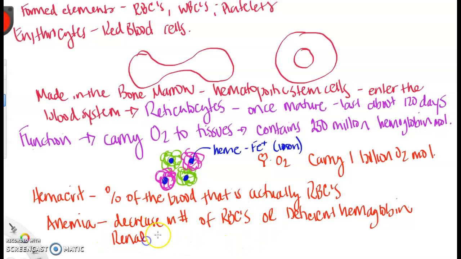And let's look at that for a second. Why would renal failure cause anemia? Well, if you remember from the last chapter, the kidney actually makes the hormone that stimulates red blood cell production. So if you've got renal failure, you've got decreased erythropoietin, which again is a hormone secreted by the kidney that stimulates red blood cell production.